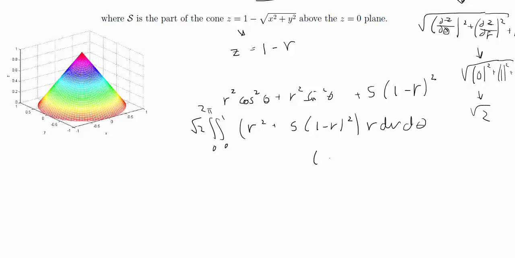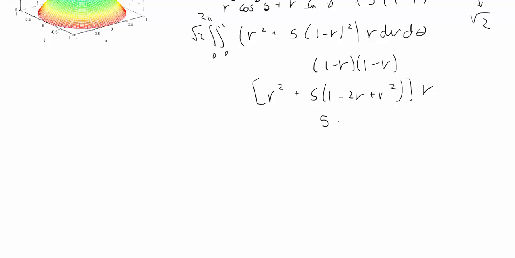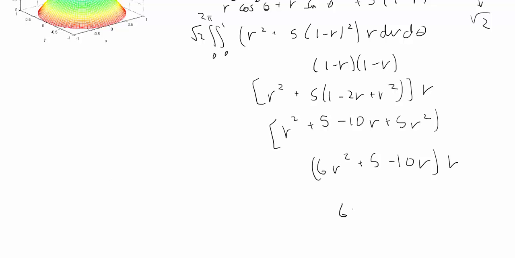Next we want to expand this binomial, so we're going to do 1 minus r times 1 minus r. That gives us 1 minus 2r plus r squared times 5 plus r squared, and then that whole thing is still times r. I'm going to go ahead and distribute the 5, so that's 5 minus 10r plus 5r squared plus r squared. That gives us 6r squared plus 5 minus 10r, times r. That gives us 6r cubed plus 5r minus 10r squared. And now we're finally ready to take the integral from 0 to 1 with respect to r.